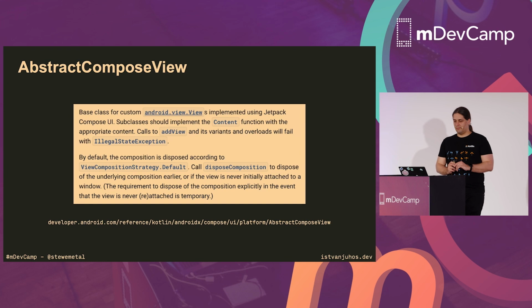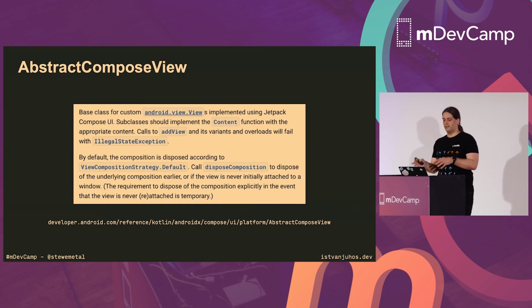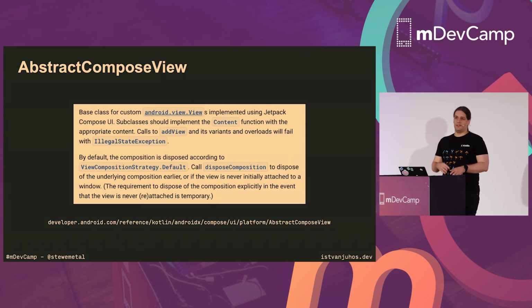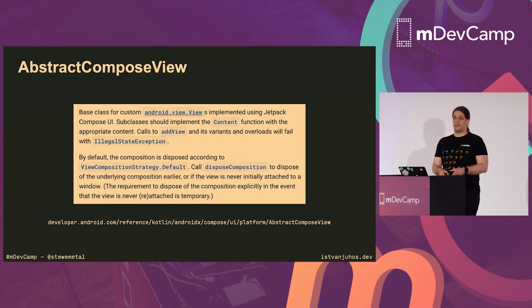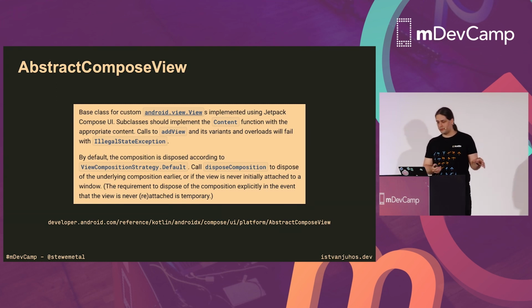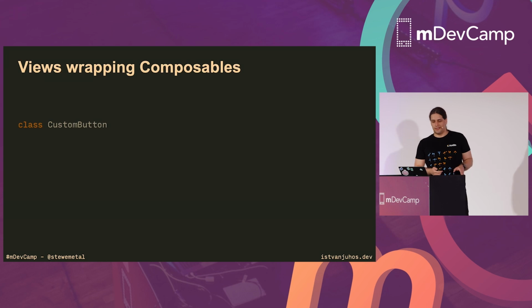So let's try to use them. Again, the goal for this is to render views with Compose. And abstract Compose view, if you look into the documentation of it, says that it's a base class for custom views to be rendered by Compose. So this is exactly the thing that we were looking for. Cool. Let's do something with that idea.